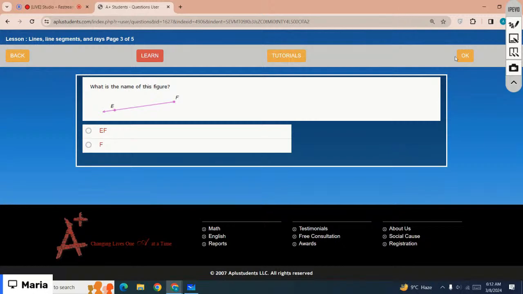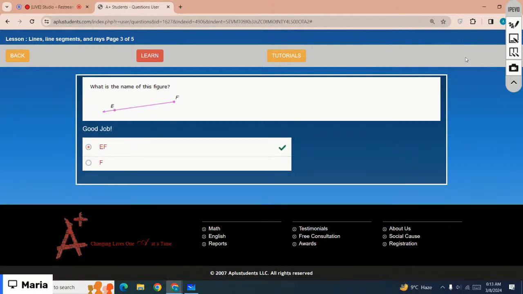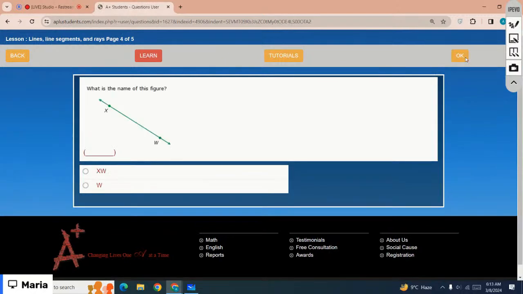What is the name of the figure? Yes, the correct option is EF. Option number one is the correct option. What is the name of the figure? Which is the correct option?